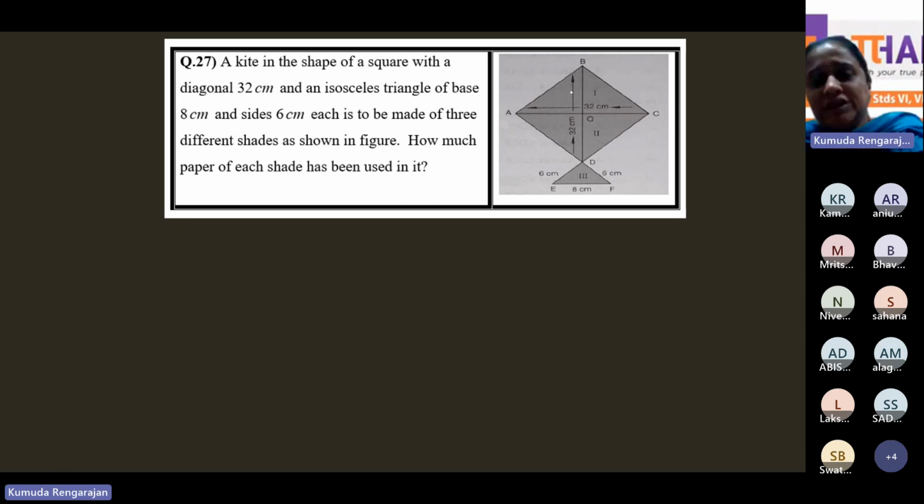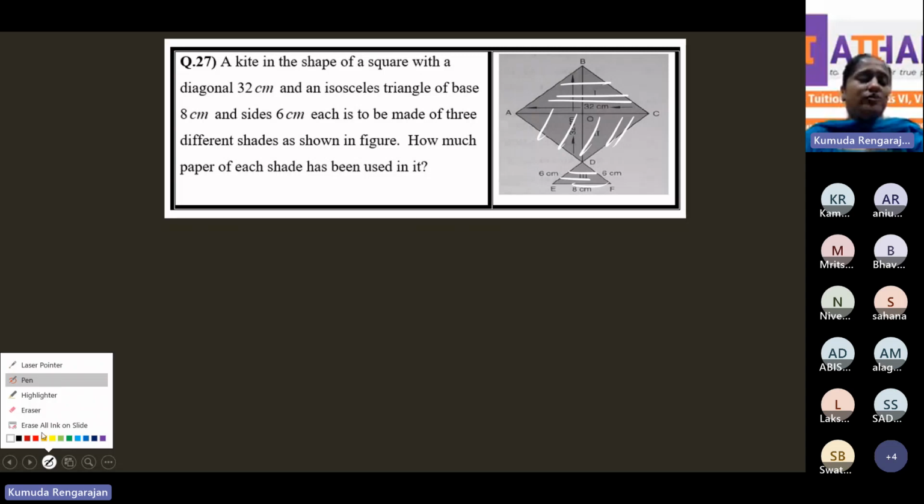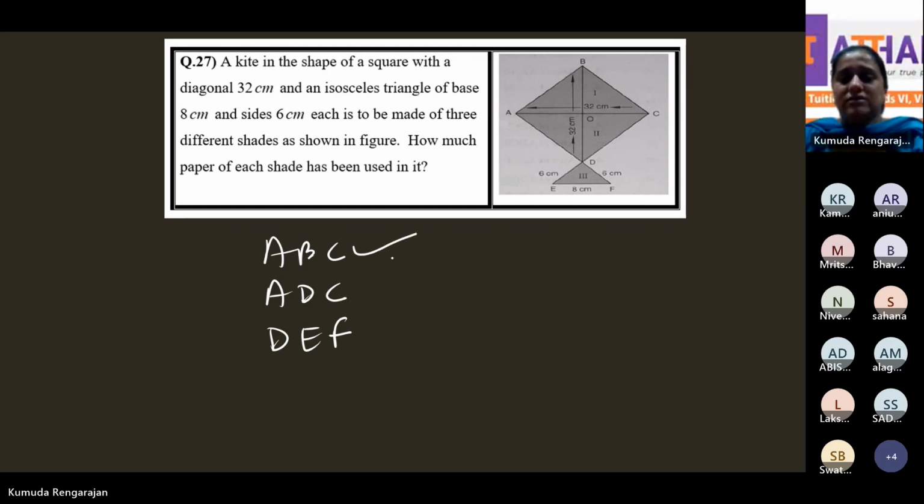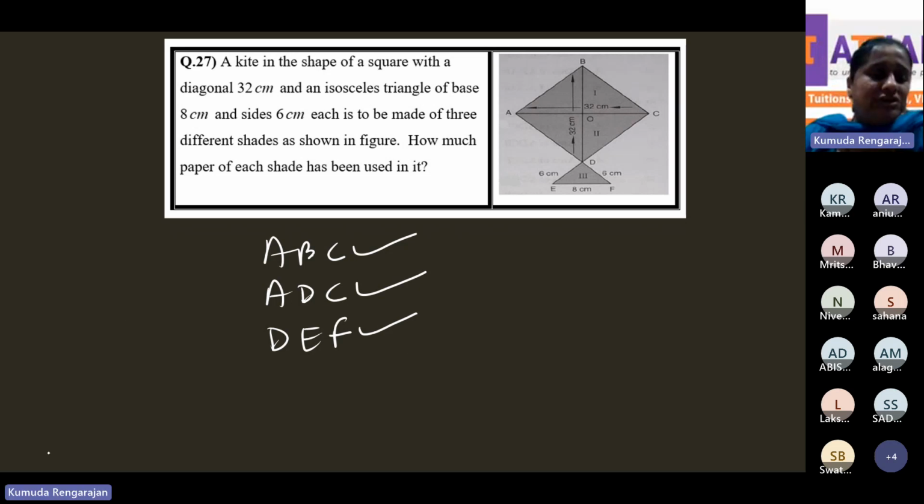Now, three different shades have been used to make the kite. Maybe one color here, and one color here. So you must find the area of triangle ABC, ADC, and DEF separately, because they are different colors. What is the question? How much paper of each shade has been used to make it? Each shade separately, you should find.